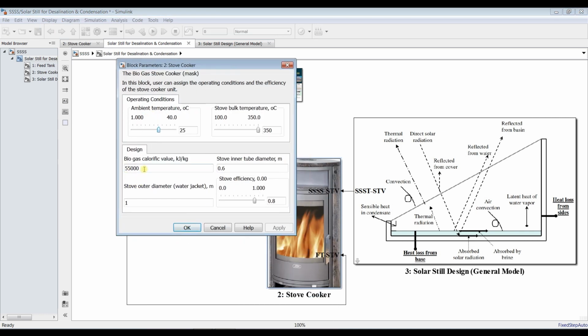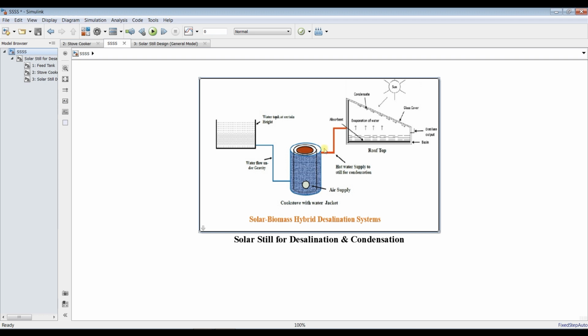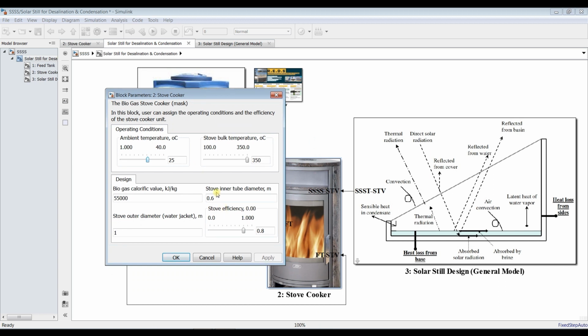What is your calorific value? Suppose it's natural gas, 4,000 kilojoule per kilogram, 40,000 kilojoule per kilogram, 50,000. You can Google this. As you can see here from the photo, we have the inner diameter of the stove and the outer water jacket diameter. So you can assign, suppose, 0.5 for the inner diameter, and the water jacket diameter is around 0.6. The stove efficiency is around 80, 85, something like this.